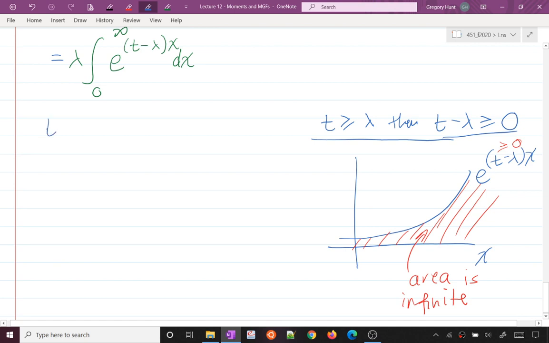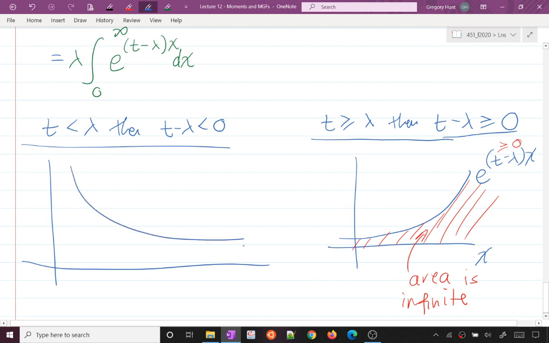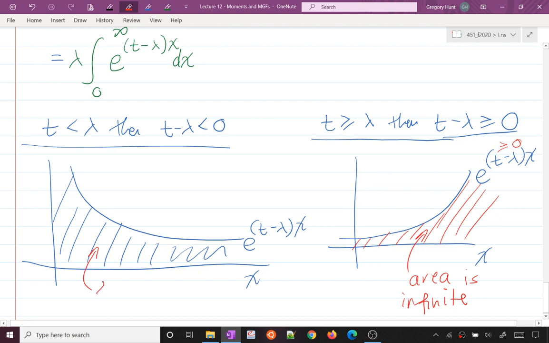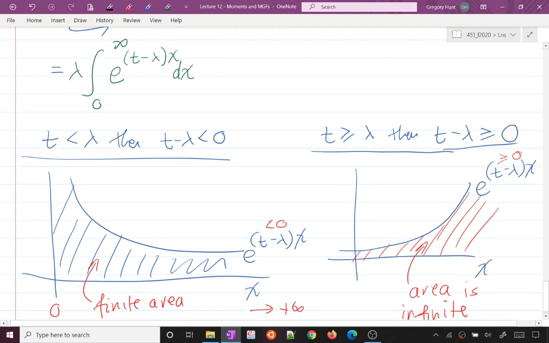If, however, t is less than lambda, then we're going to be okay, because in that case, t minus lambda is less than 0. And if we were to plot e to the (t minus lambda) x against values of x, it would look like this. And in this case, this is going to be a finite area. It's basically e to some negative value times x, so it's going to decay as x gets large. We're integrating from 0 off to positive infinity, and so that will converge.